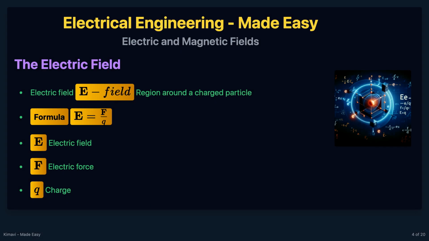An electric field, or E field, is a region around a charged particle where a force would be exerted on other charged particles. The electric field E at a point in space is defined as the electric force F per unit charge Q. The formula is E equals F divided by Q.